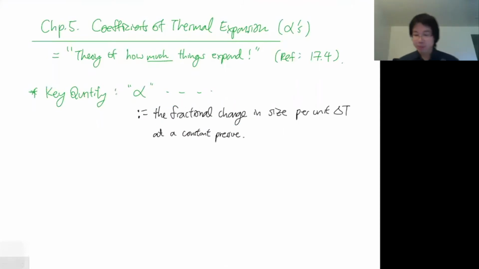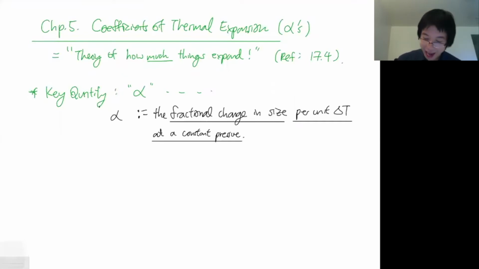Okay, so let's break this down bit by bit. This looks very daunting, right? So this is what these alphas are. The first part is fractional change in size. The second part is per unit change in temperature. The third part is at a constant pressure. Let me address the last one first, at constant pressure.